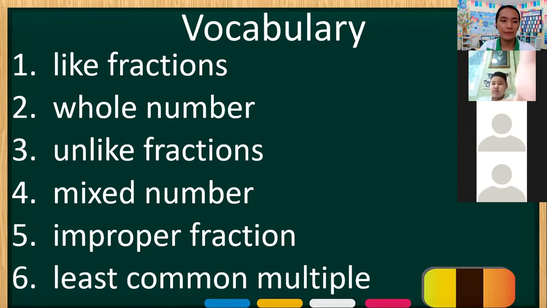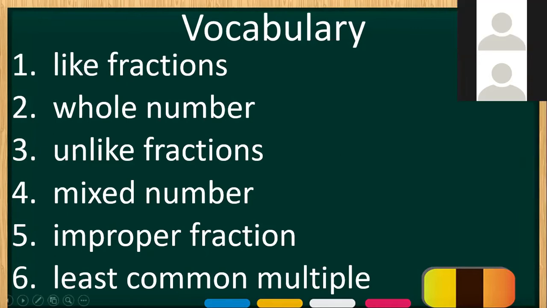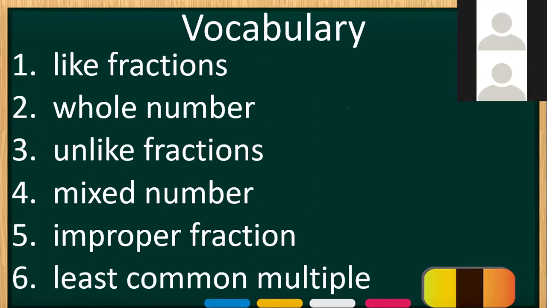Next will be the following student. Like fraction, whole number, unlike fraction, mixed number, improper fraction, least common multiple. Very good. Next will be Upper. Is Upper here? Yes. Okay. Like fractions, whole number, unlike fractions, mixed number, improper fraction, least common multiple. Very good, Upper. Thank you. Next, August.